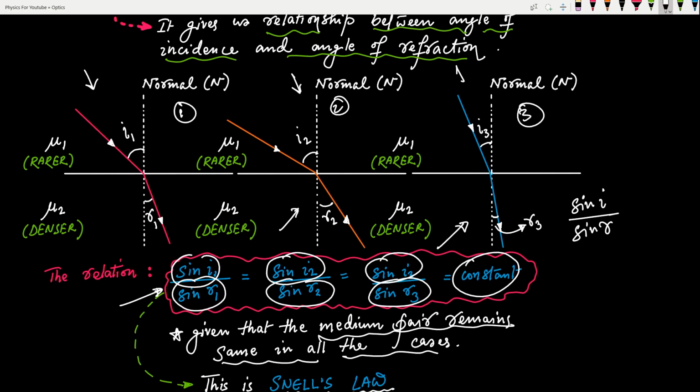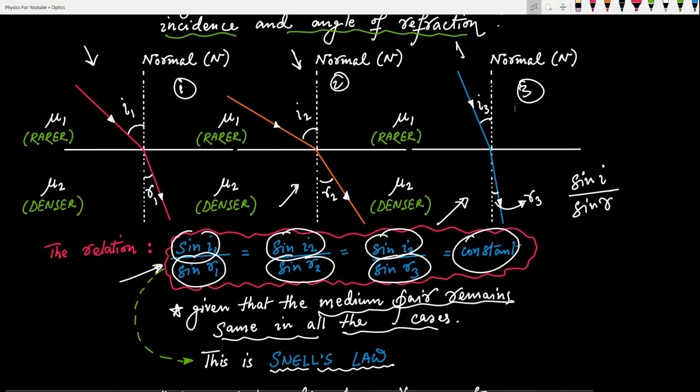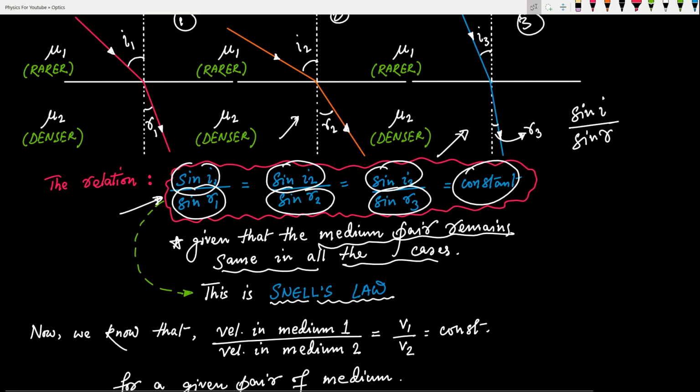As a result of which, he says that if this is satisfied, that is medium 1 and medium 2 is kept constant, then sine I1 by sine R1 is equal to sine I2 by sine R2 is equal to sine I3 by sine R3 will remain constant. That is, the ratio of the sines of angle of incidence and angle of refraction will be a constant, and this is actually known as Snell's law, as you can see in the screen. Okay, I hope this is clear now. So very easy. What does Snell's law actually do? Snell's law gives us relationship between angle of incidence and angle of refraction. Okay, now let's move on.